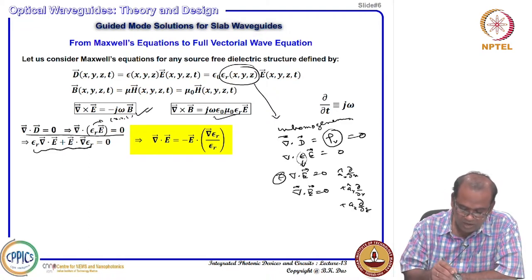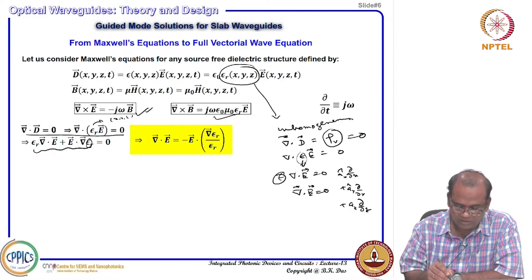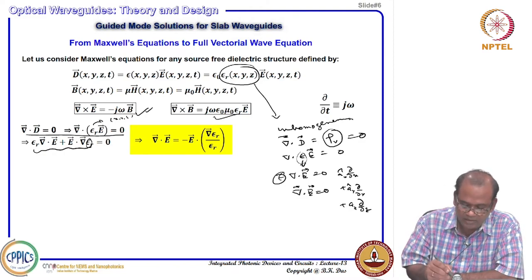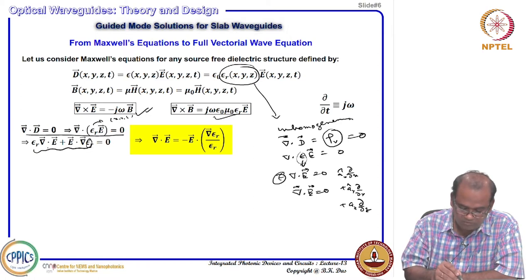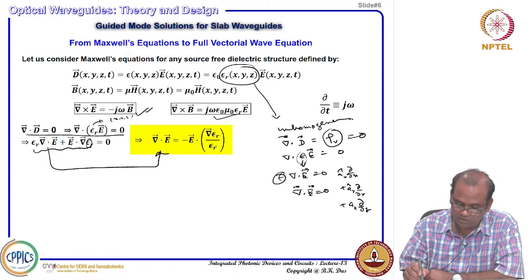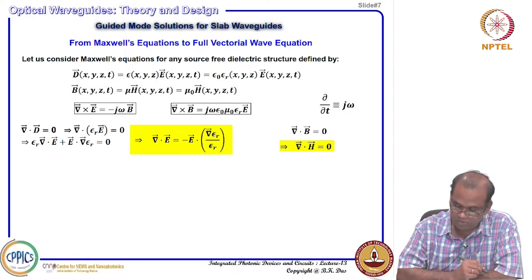So, epsilon r divergence of E plus E dot del epsilon r. Any scalar quantity that is space dependent, if you take a gradient, becomes a vector. So E dot del epsilon r, that is equal to 0. From here you easily get divergence of E equal to minus E dot del epsilon r by epsilon r, we are writing like this. Let us clean a bit.